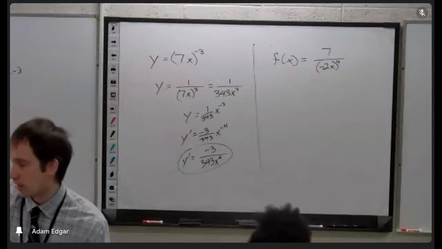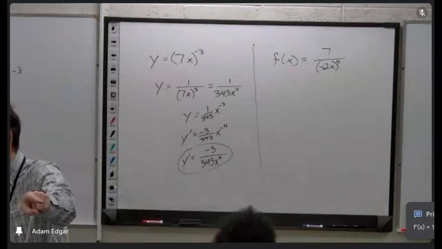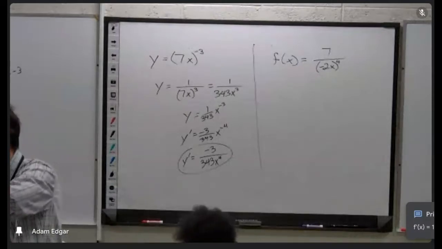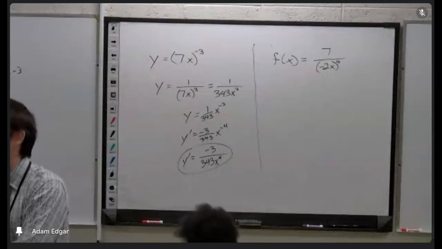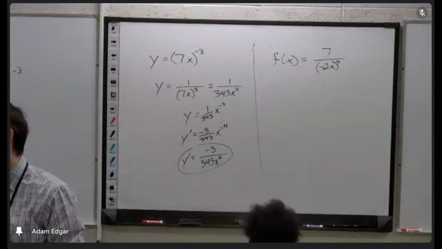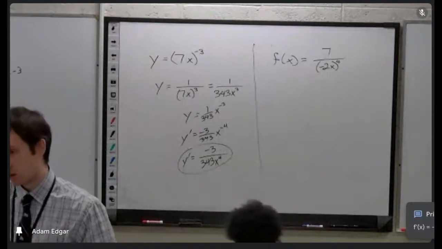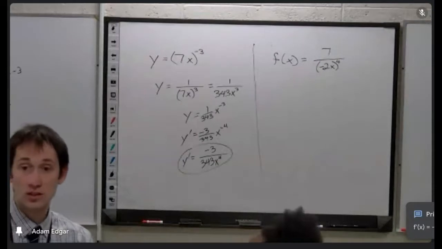Okay, you come down and then you're working right to left. No, you're not. No. Oh, okay. -2 all to the 4th is positive 16. So the result should be negative. That's good.